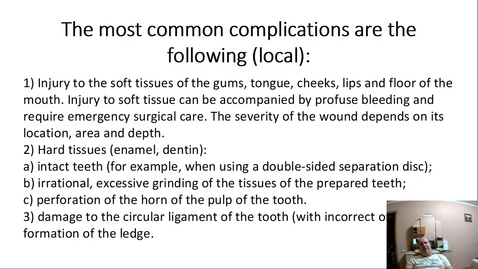Irritation, excessive grinding of the tissue of the prepared teeth. Perforation of the horn of the pulp of the tooth. The third one, damage to the circular ligament of the tooth with incorrect or inaccurate formation of the ledge, very, very deep, for example.